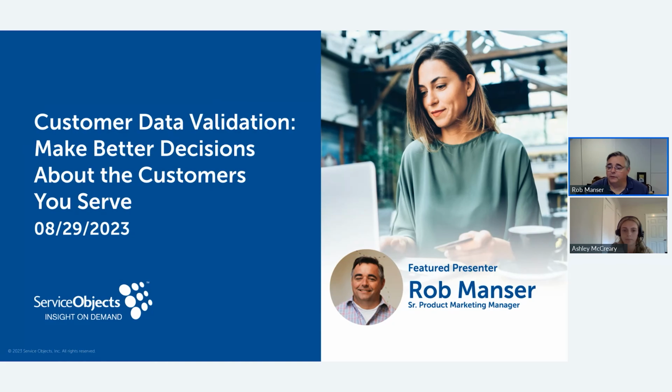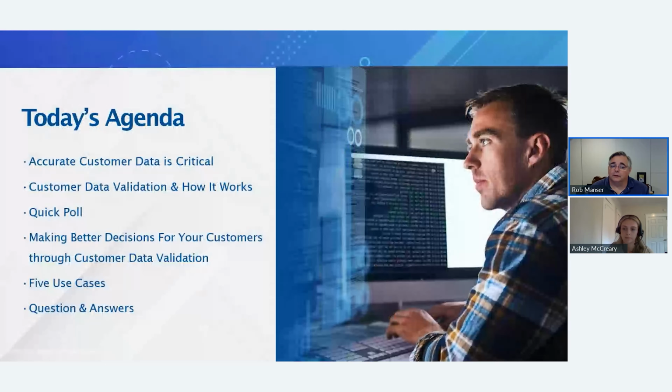Today, as Ashley mentioned, we're going to be talking about customer data validation and how that supports really informed decision-making that can help you better serve your customers. I put together a short agenda. Today, we'll talk about why accurate customer data is critical. I think it's obvious, but I think sometimes we miss out on what that really means. And then we'll talk about customer data validation and how it supports that accurate customer data. And we'll look at how that works.